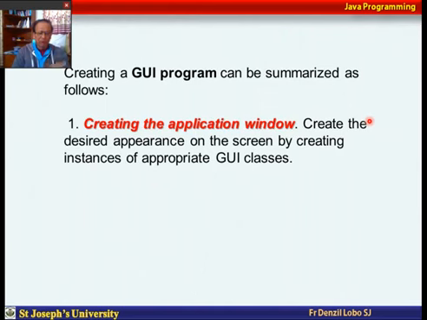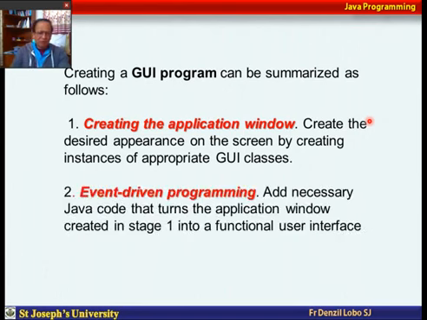It has two parts. First is creating the application window. In the application window, we are going to have maybe a text box or a label or, to begin with, buttons, etc. So that is the interface we are going to have. We will be designing the window. Once you have designed the window, then you add the code to make it event-driven programming.